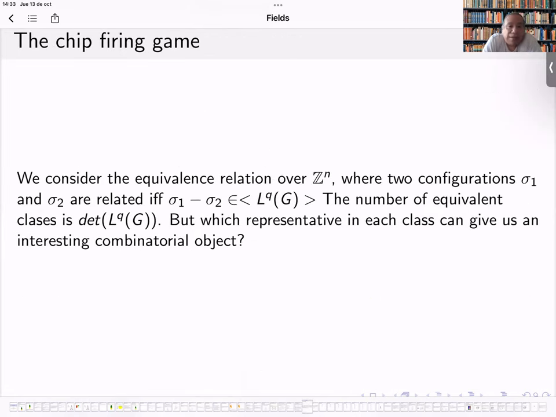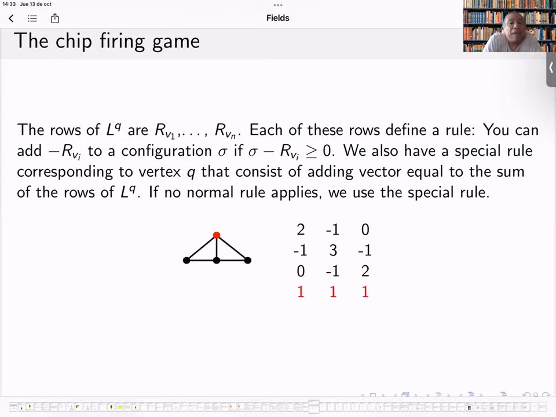So you can consider an equivalence relation over N to the n, where two configurations of integer vectors are related if and only if the difference between these vectors is in the integer span of the reduced Laplacian. So the number of equivalence classes is the determinant of the reduced Laplacian. So you get one class per basis of this graphic matroid. So you would hope for choosing representatives of these classes associated to the bases. You would have a representative for each of the bases of the graphic matroid, and that will tell you something about the matroid. That of course is extremely difficult, but it did happen when you consider the chip firing game.